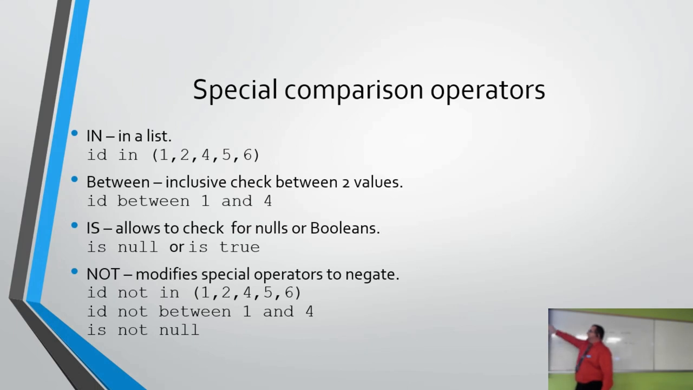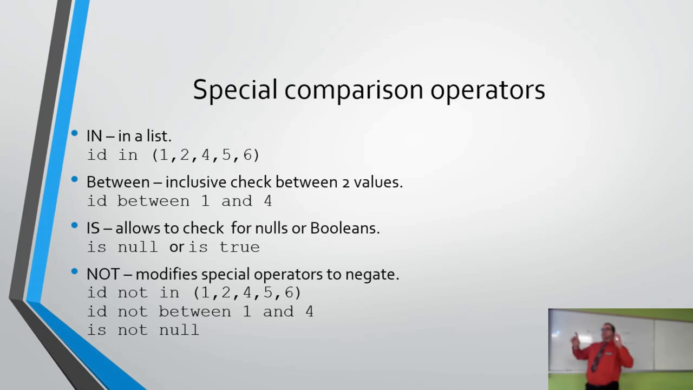Which is the next operator, not. Not modifies the special operators up there. You can say where ID is not in this list. The ID is not between 1 and 4. And that will give you everything but 1, 2, 3, and 4. It won't give you 2 and 3. It'll give you everything but 1, 2, 3, 4. And you can say is not null or is not true, which is actually really dumb because you should write is false.